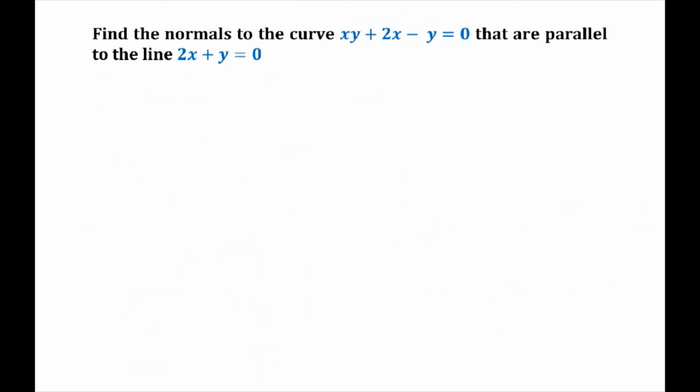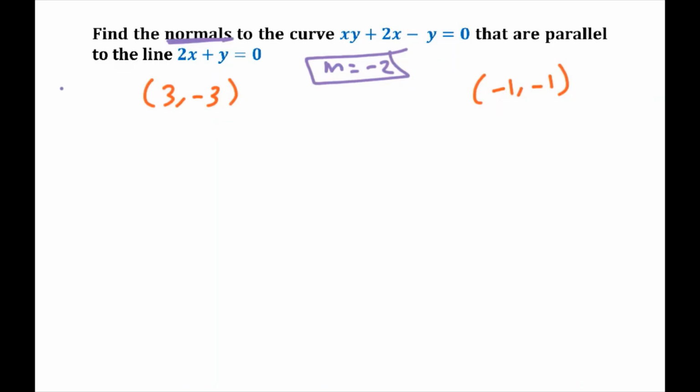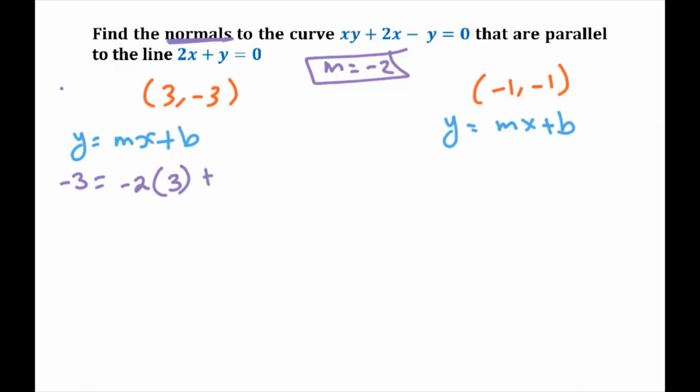So now we need the normal. So what points we are using again? We are using 3, negative 3. That's my point. Second point, negative 1 and negative 1. Now about the slope. The slope is the slope of the normal, which was m equal negative 2. That's my slope. So y equal mx plus b. I'm going to substitute y by negative 3, m by negative 2, x by 3 to find b.